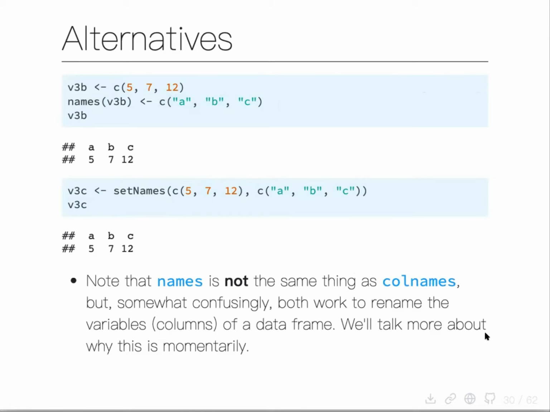Again, though, names is not the same thing as colnames. And somewhat confusingly, both work for a data frame. I would encourage you, though, to use names, not colnames, because names is actually more correct. Names is what it's actually modifying, not the colnames. Colnames on a data frame just basically points to names, and it uses names to name them. So I'll tell you more about that here in just a little bit.